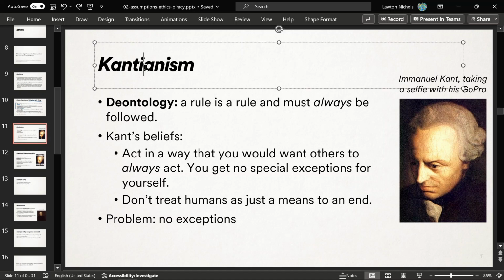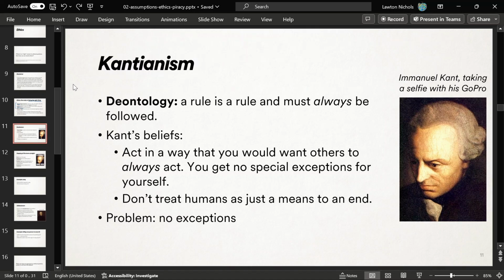It's called Kantianism. By the way, I'm not a philosopher. If you've taken a philosophy class and we talked about this before, just yell at me if I get something wrong. But I'm going to give you what I've read about. So Kantianism is a deontological theory, and deontology again means that you've got a rule. A rule is a rule. You cannot break it. It must always be followed. In Kantianism and deontological theories, oh man, the word always comes up forever.